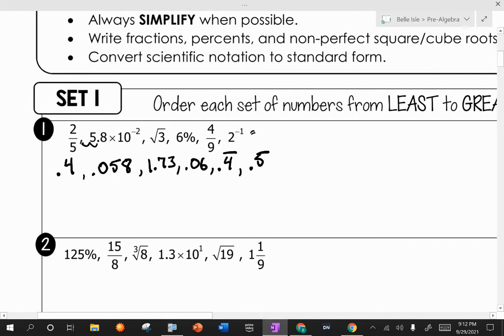Now we need to order these from least to greatest. When you're working with least to greatest, start with the decimal, work your way using the zeros. That can be a big help at first. So we've got 0.058, 0.06. These are the two that we're going to look at first. This one right here is going to be your smallest one. 0.06 will be your next biggest.